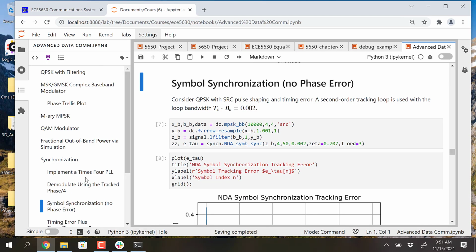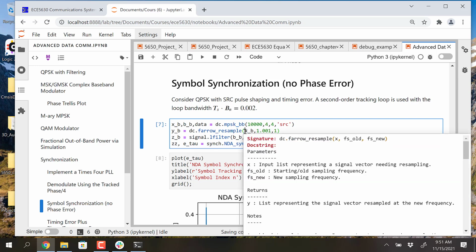So let's go over and look at that. In order to study symbol synchronization, we actually have to make our waveform behave badly. So we have to mess up the synchronization on it. So I have this function called Faro resample.